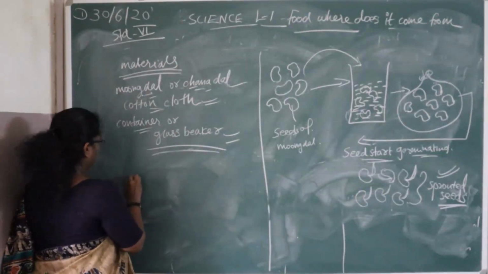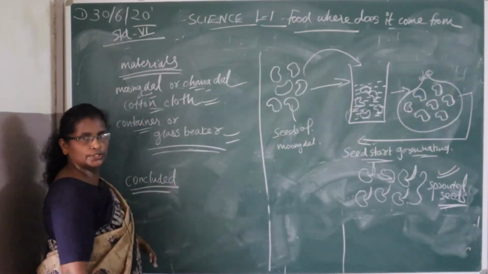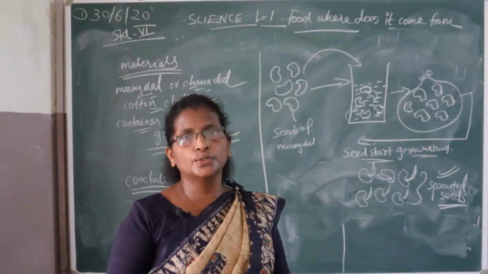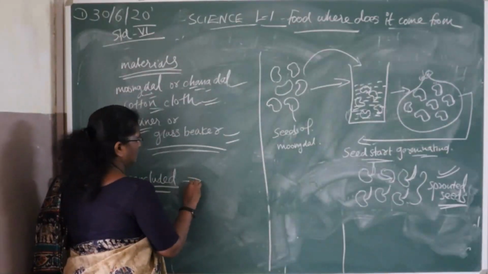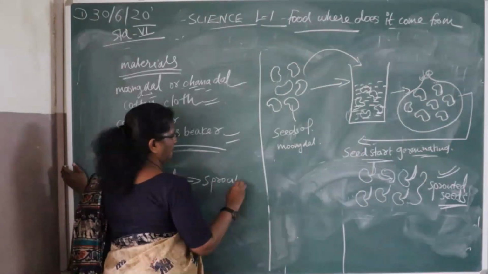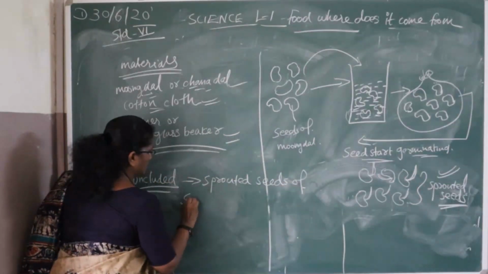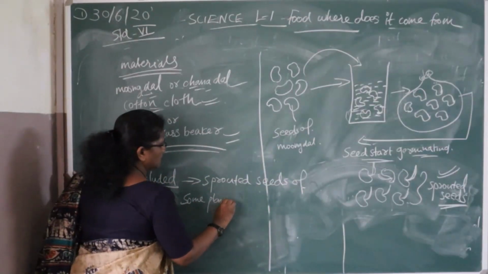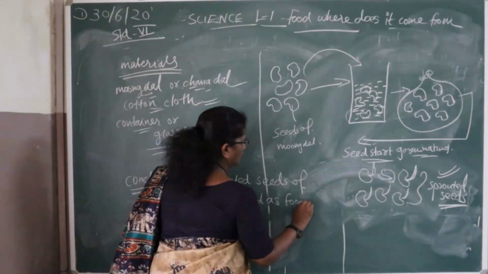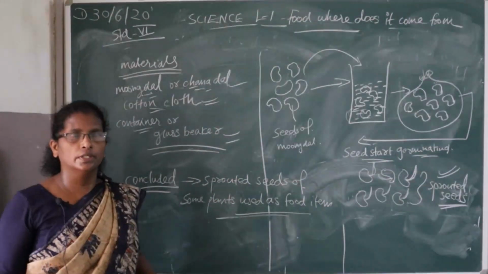So, from this activity, the conclusion is that the sprouted seeds of some plants are used as food. What is the conclusion of this activity? Sprouted seeds of some plants are used as food items. This is the conclusion of this activity.